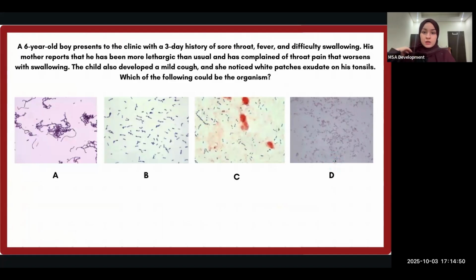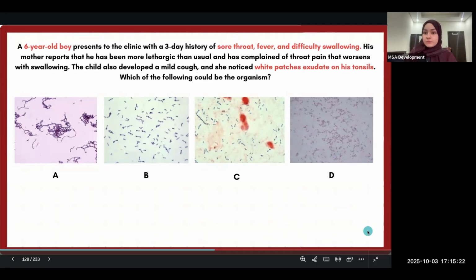Okay. Now for questions on upper respiratory tract infections. We have this whole scenario. Let's focus on the important things. So we have a 6-year-old boy. Age here is significant. We have the symptoms that he presents with: sore throat, fever, difficulty swallowing. These seem like your normal symptoms of a sore throat. You have white patches on the tonsils. So which of the following could the organism be? This would be strep pyogenes, which is A.